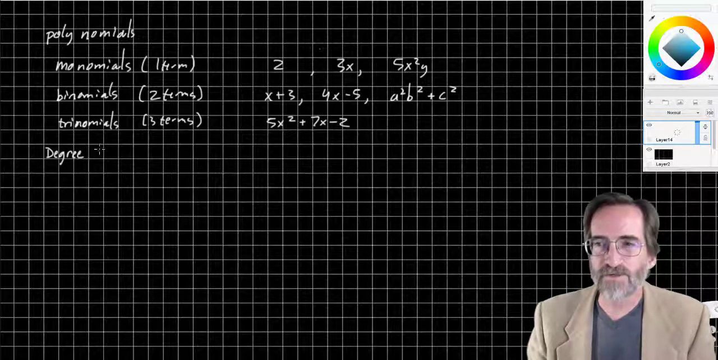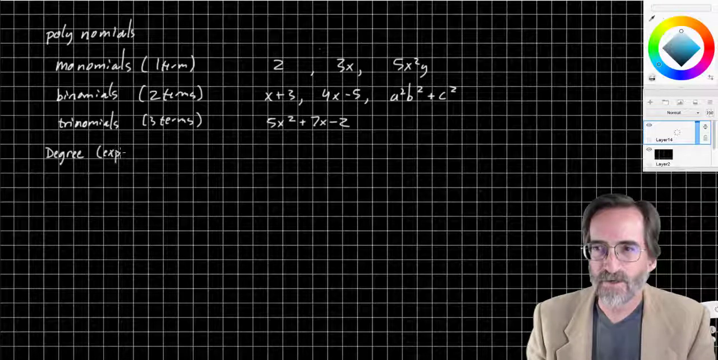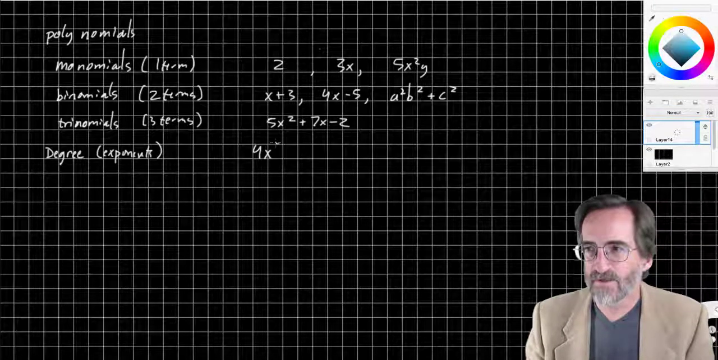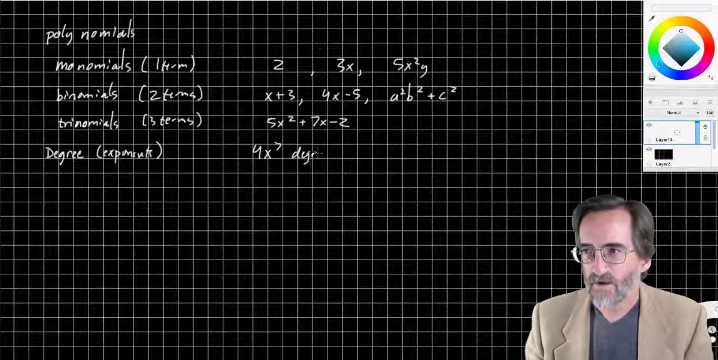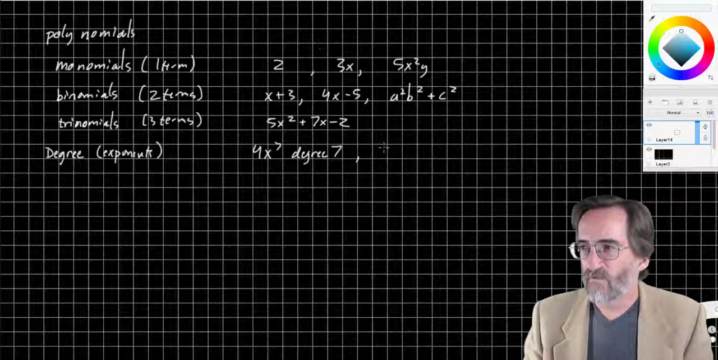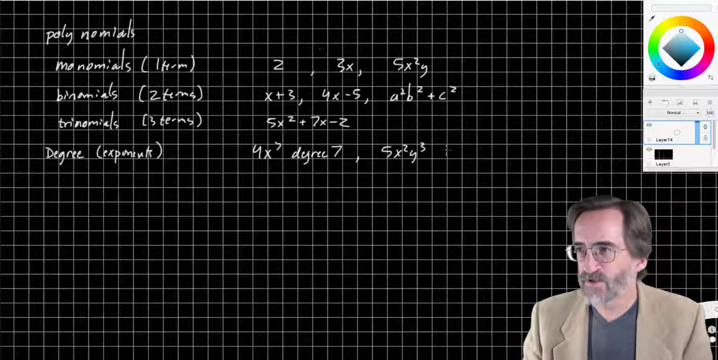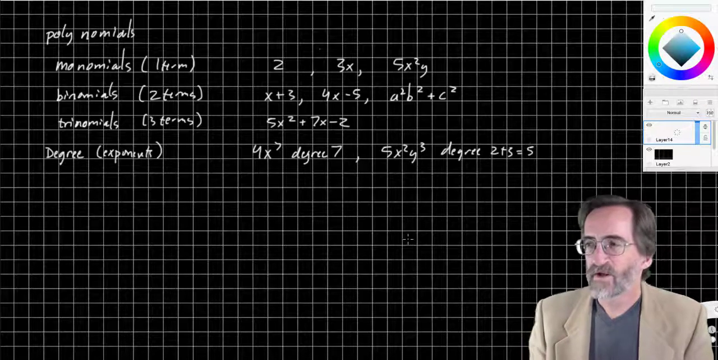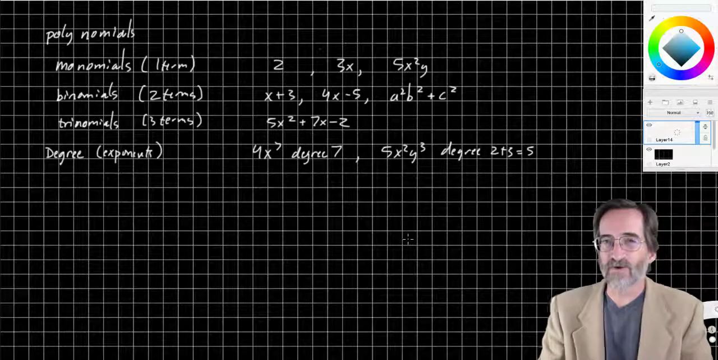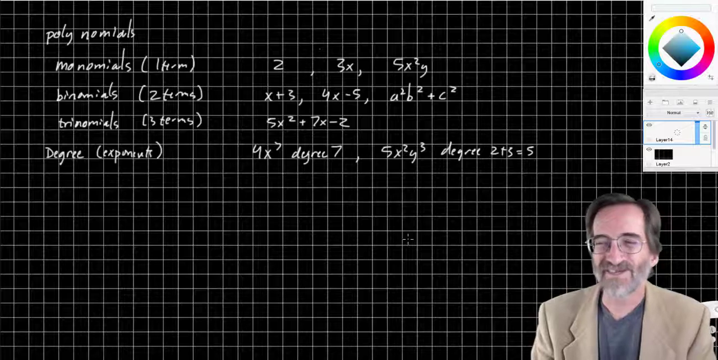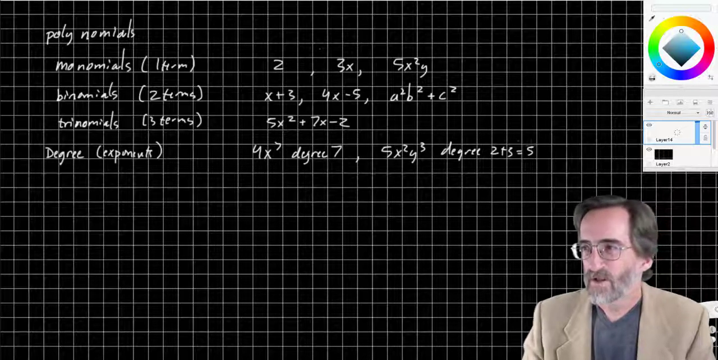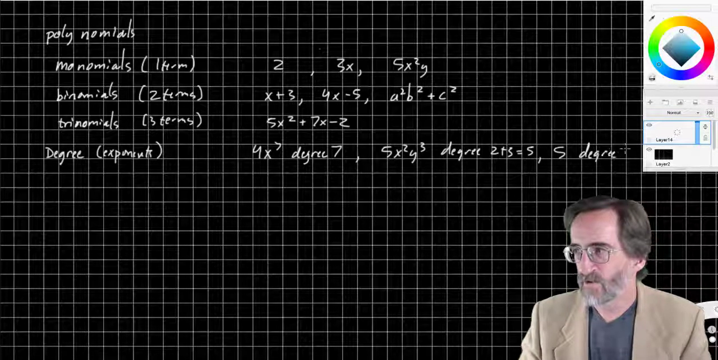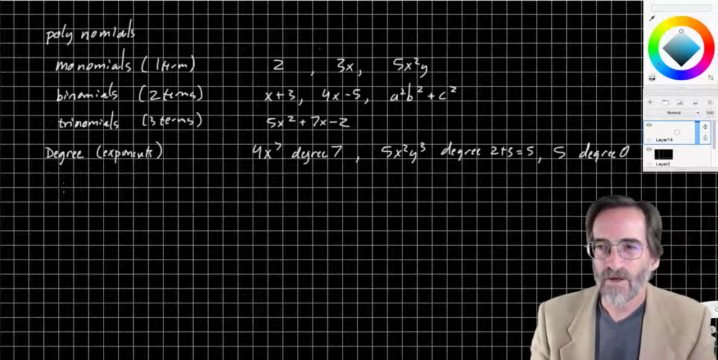The degree of a term is determined by its exponents. Okay? So 4x to the 7th has degree 7, while 5x squared y to the 3rd has degree 2 plus 3, or 5. So the degree can be thought of as how many times a variable is used as a factor in it, or the sum of the exponents. By the way, something that has no exponent, no variable, like 5, has degree 0. That's a 0 degree. Okay?